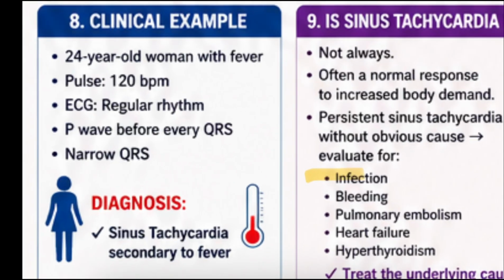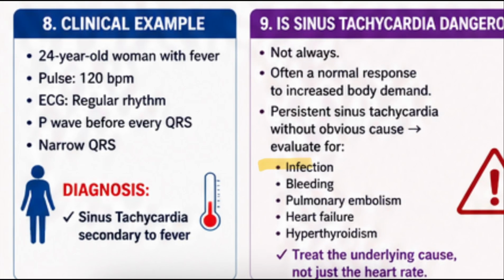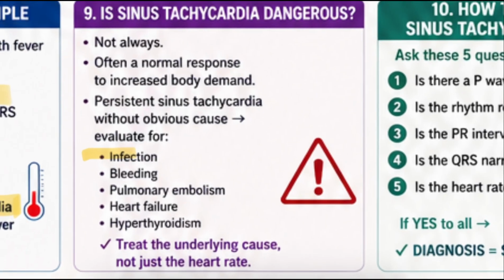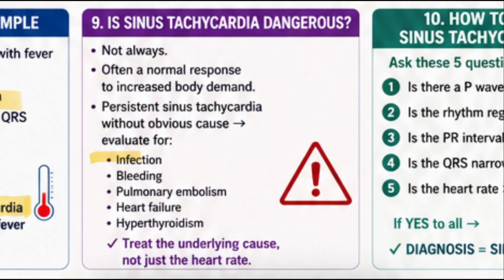Okay, so for example, you can see here one clinical case. When I was in the cardiology department, I saw this case. A 24 years old woman with fever. The patient presented with a pulse of 120 beats per minute. The rhythm is regular. There is a P wave before every QRS, and a narrow QRS. Then easily we can tell that is sinus tachycardia because the heart rate is greater than 100 beats per minute, secondary to fever.